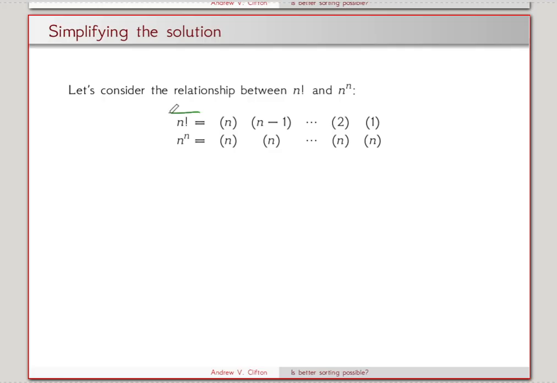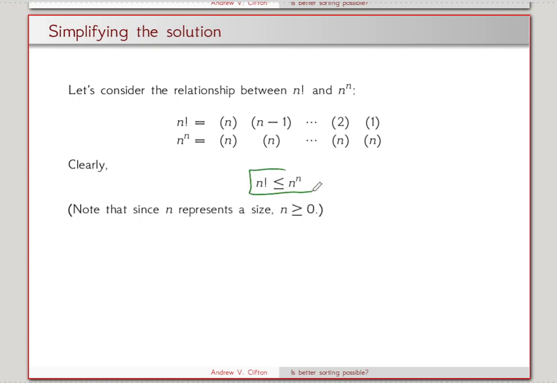So n factorial is n times n minus 1 times n minus 2 times and so on, times 2 times 1. What if we look at n to the n? So n to the n is just n times n times n times n. It has as many terms in it as n factorial, but they're all n's. They don't change. So it should be pretty obvious that n factorial is going to be less than or equal to n to the n. Since n is a size, we don't have to worry about negative exponents or anything like that. n is always going to be greater than or equal to 0, and we won't worry about what happens when this is 0 to the 0.